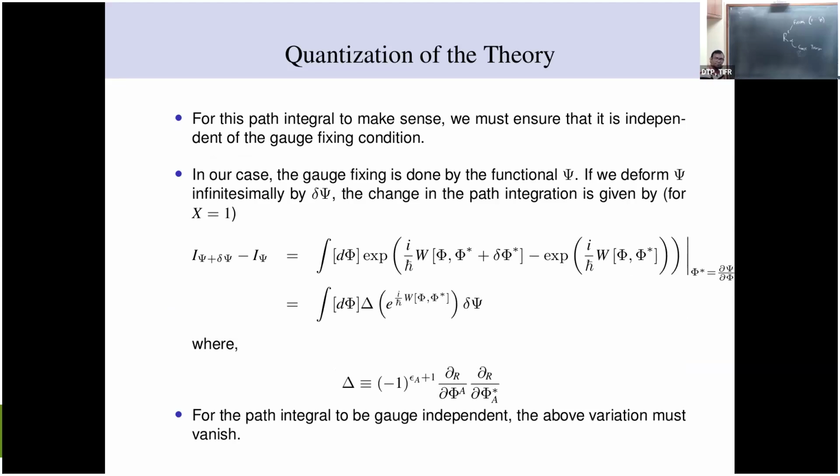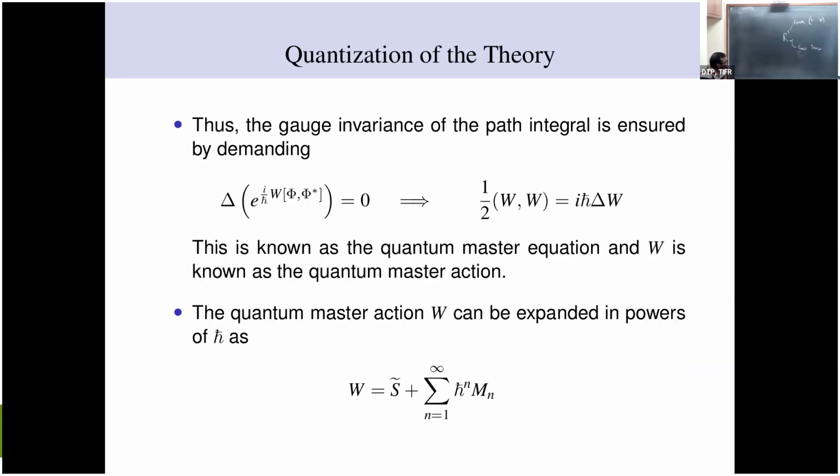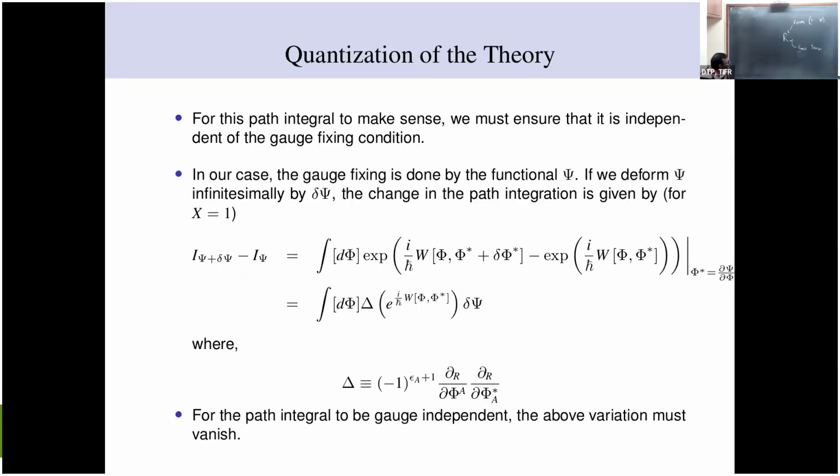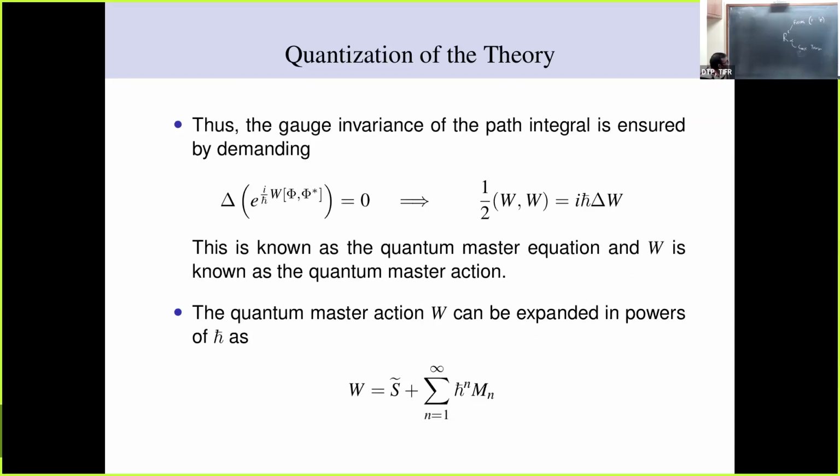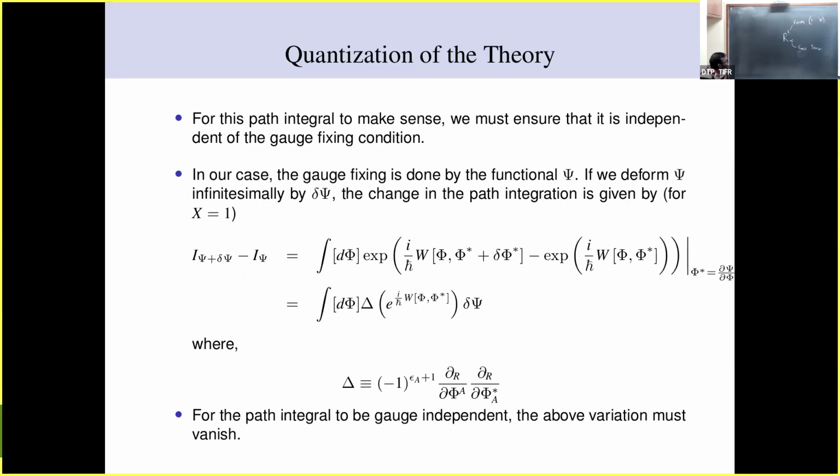Can you go back to the slide with delta psi? Which slide? Is it the delta of a function of phi? You have to set phi star equal to del psi by delta phi. So it's like you are changing this gauge fixing fermion psi by an infinitesimal amount, so that it is psi plus delta psi.